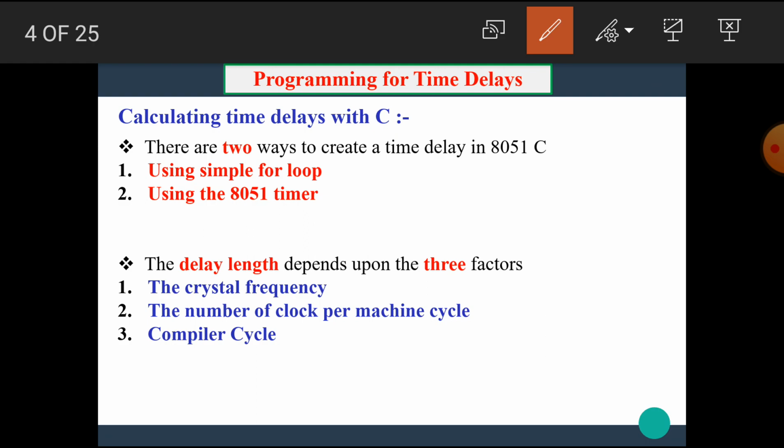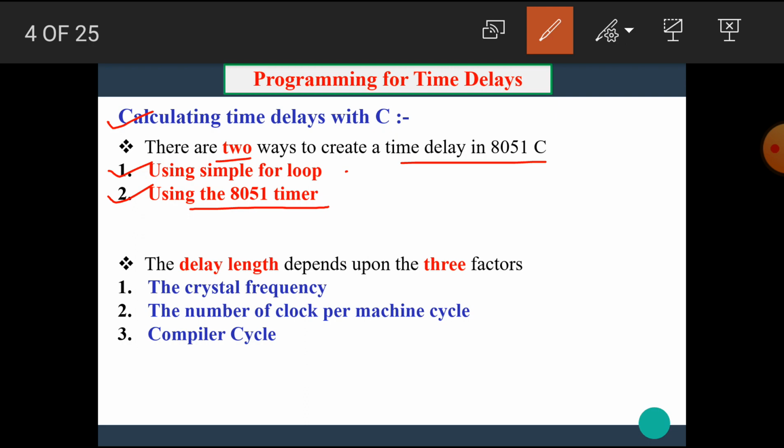Okay, first of all, calculating time delays with C. There are two ways to create a time delay in the 8051 microcontroller. These are using a simple for loop and using the 8051 timer. By using a simple for loop, we cannot obtain a precise time delay. To obtain a precise time delay, we have to use the 8051 timers T0 and T1.